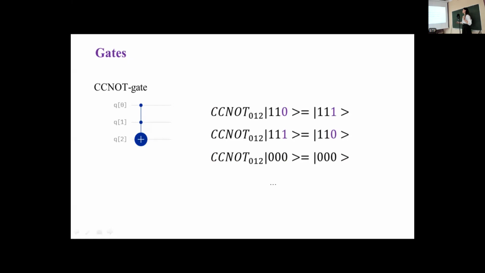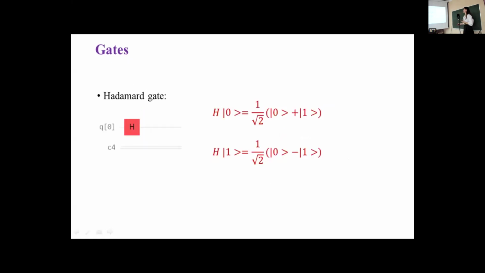So the action of the controlled NOT gate on this state is the following. I use the color to show that we have changed these states. And the action of the controlled NOT gate, for instance, on this state is just the same state.